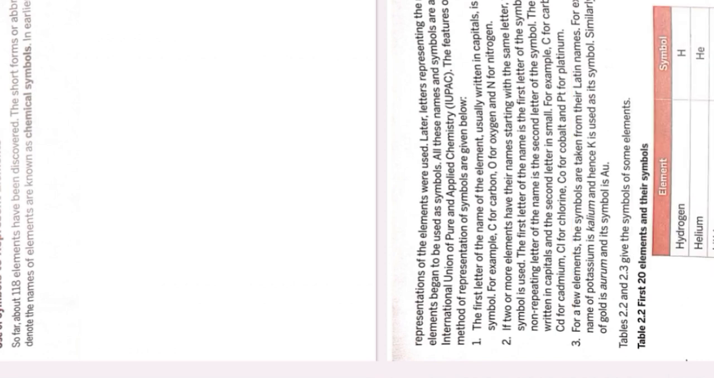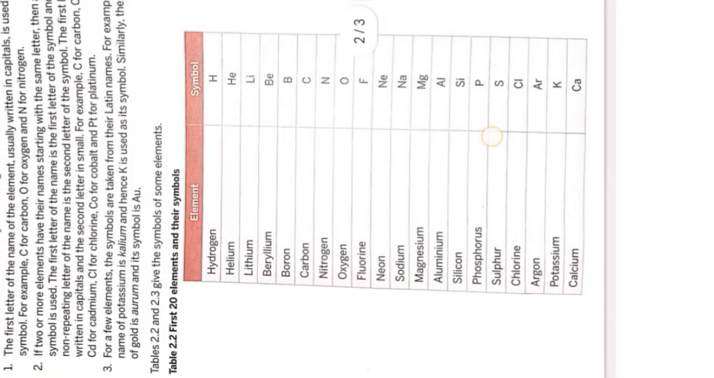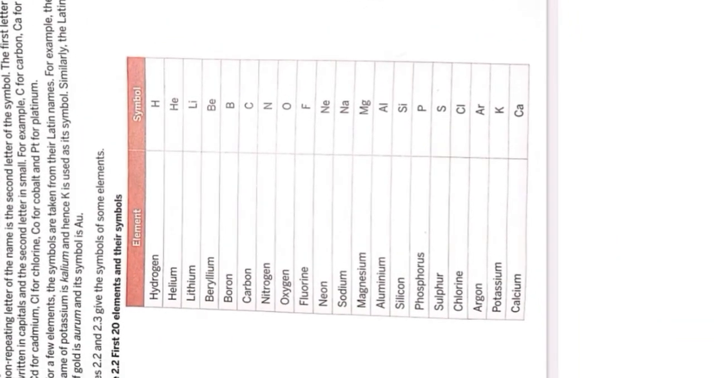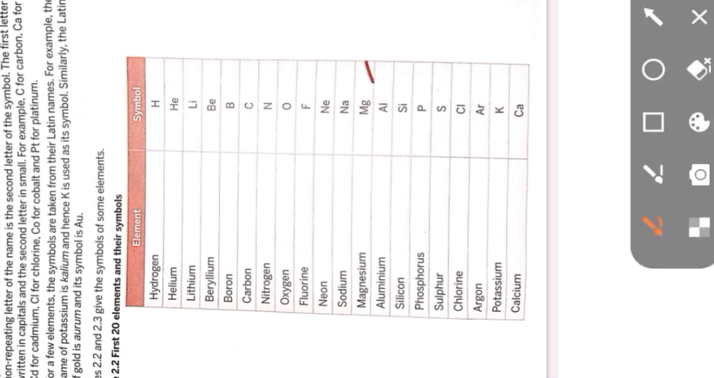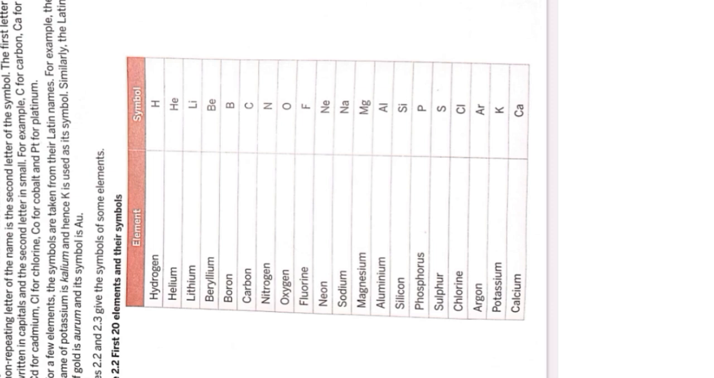Now we discuss some elements and their symbols. Hydrogen H, helium He, lithium Li, beryllium Be, boron B, carbon C, nitrogen N, oxygen O, fluorine F, neon Ne, sodium Na, magnesium Mg, aluminum Al, silicon Si, phosphorus P, sulfur S, chlorine Cl, argon Ar, potassium K, calcium Ca.